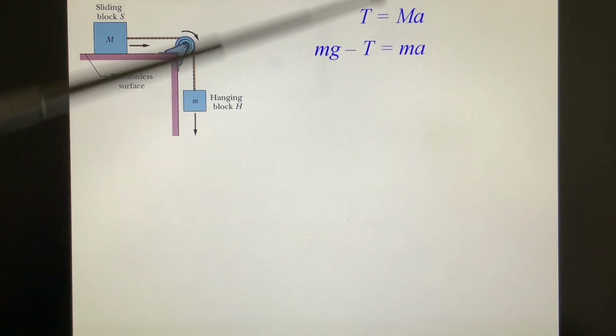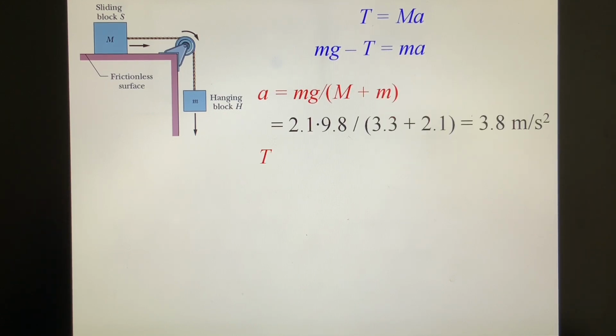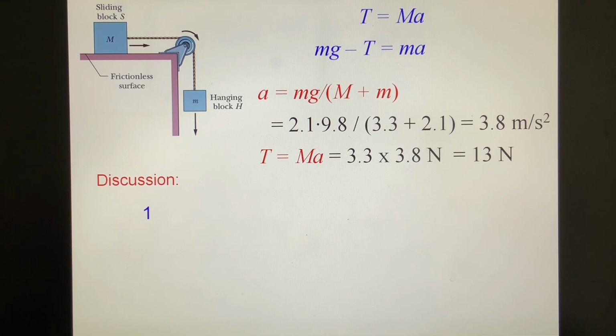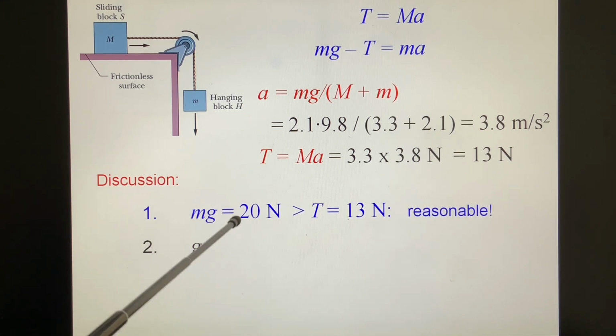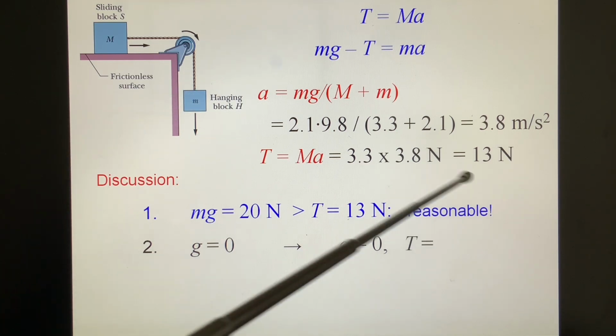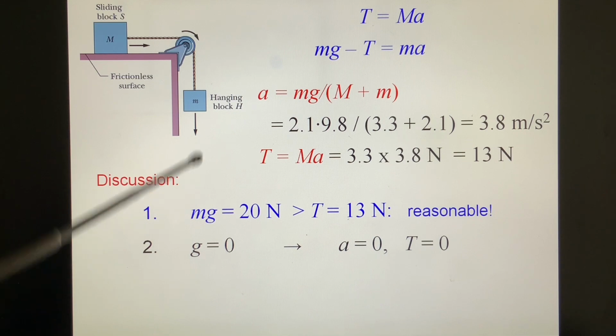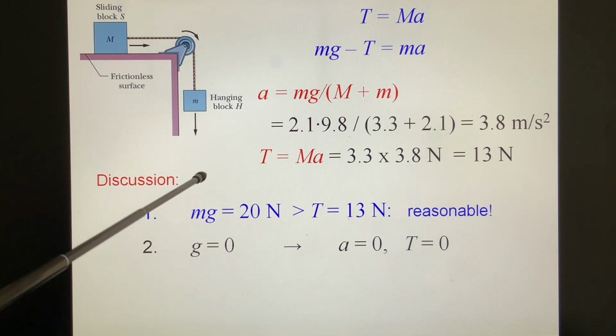2 equations, 2 unknowns. It's very simple to get the answer. I'm not going to do it. We get an a and we get a T. I'm just discussing the result. The discussion: you see, mg is 20 Newton, T is 13 Newton, so this one is going down. This is a reasonable answer.